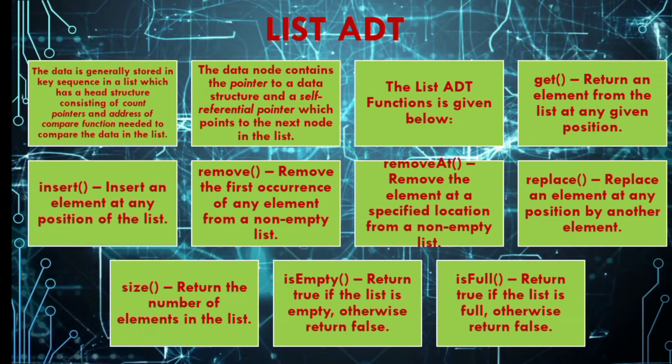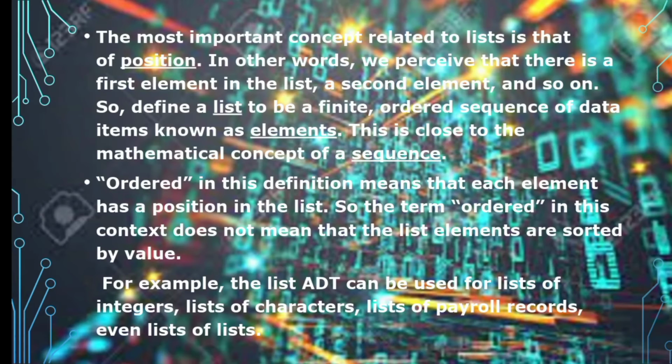InsertOff, insert an element at any position of the list. RemoveOff, remove the first occurrence of any element from a non-empty list. RemoveAtOff, remove the element at a specified location from a non-empty list. ReplaceOff, replace an element at any position by another element. SizeOff, return the number of elements in the list. IsEmptyOff, return true if the list is empty, otherwise return false. IsFullOff, return true if the list is full, otherwise return false.